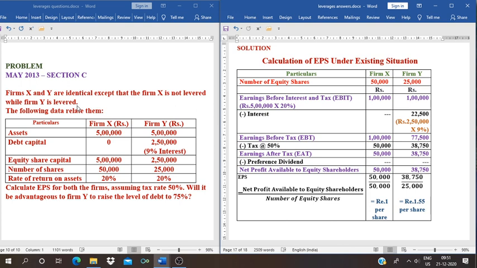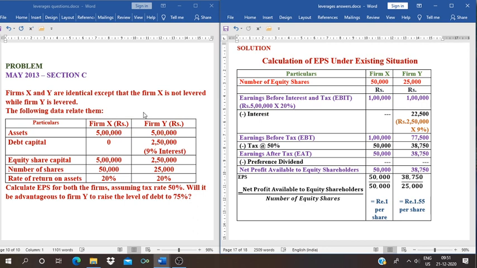Levered means a company that funds its operation by taking loans or borrowed capital. Not levered means this firm has not taken any loans, or firm X has not issued debentures, but firm Y has issued debentures. Okay, the following data relate to them.